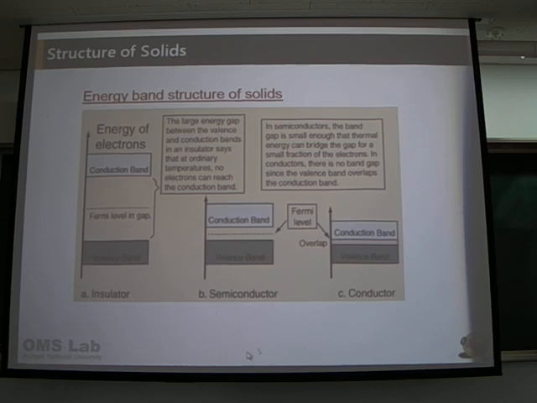In semiconductors, the band gap is small enough that thermal energy can bridge the gap for a small fraction of electrons. That means this level. In conductors, that means on the right side, there is no band gap since the valence band overlaps the conduction band. It means this is the overlapping between the valence band and the conduction band.